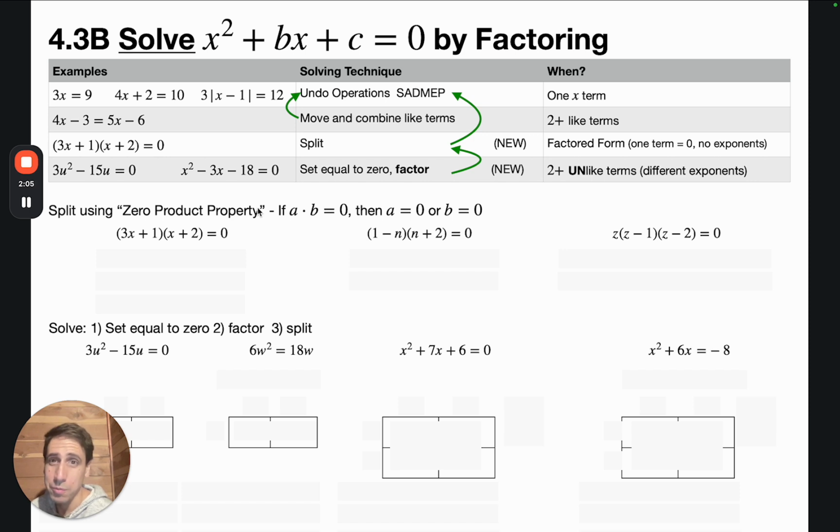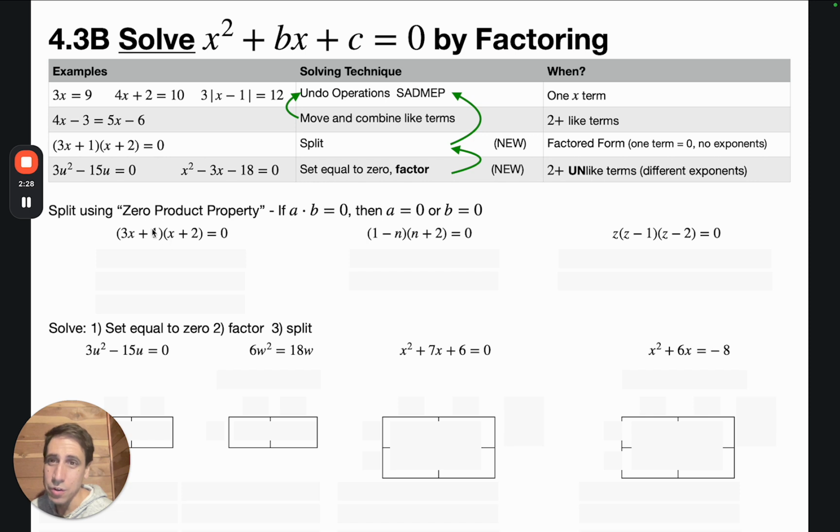Introducing the zero product property. Basically saying that if you have two numbers, I'm thinking of two numbers here, and I'm multiplying them together, and guess what? After I multiply them, I get 0. Well, then you've got to know that either one of them has got to equal 0. That's the zero product property.